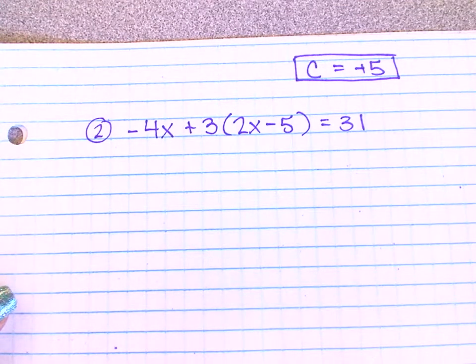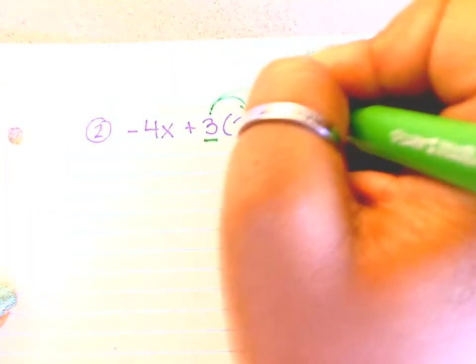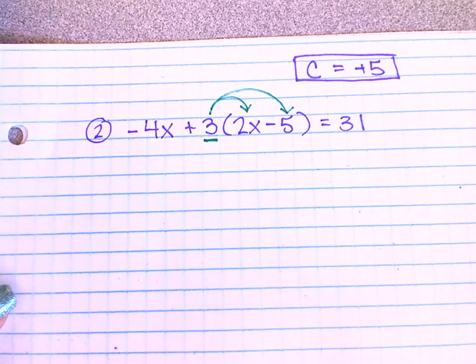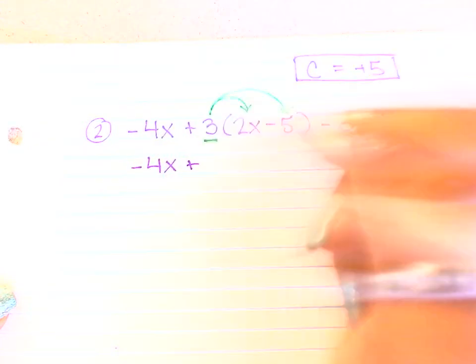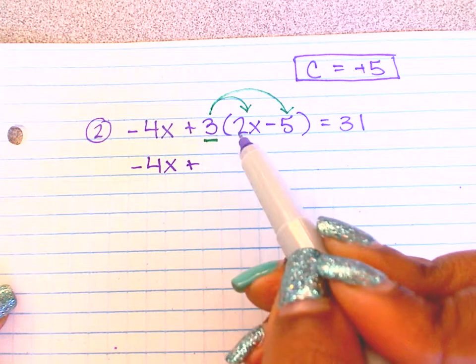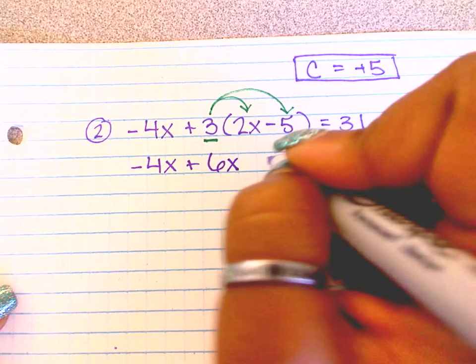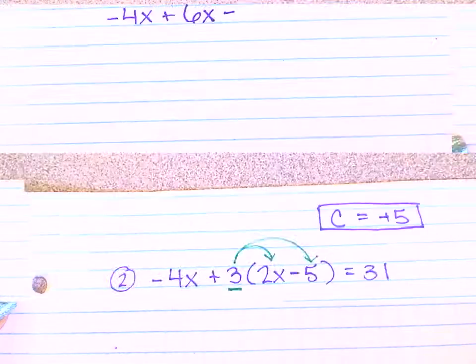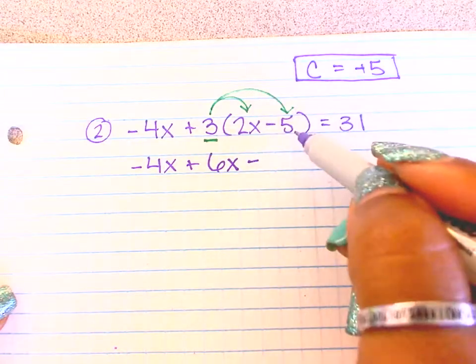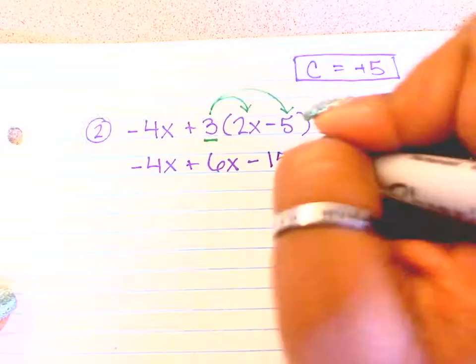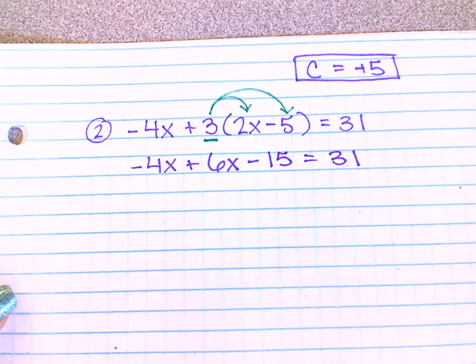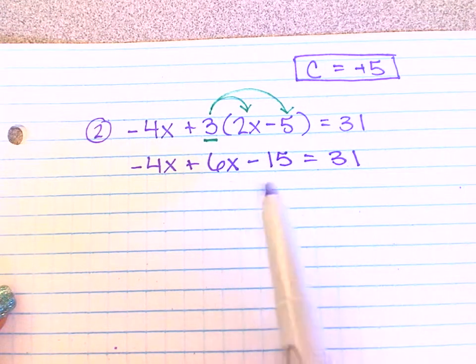Okay, so I know that I'm going to look at this 3 right here, and I'm going to distribute 3 times 2x minus 3 times 5. Okay? So, I keep my negative 4x plus, now I'm going to distribute 3 times 2x, 3 times 2 is 6, so it's 6x minus, because there's the minus sign, I brought the minus sign down, 3 times 5, which is 15, equals 31. So all I did right here was distribute and put that answer right there.